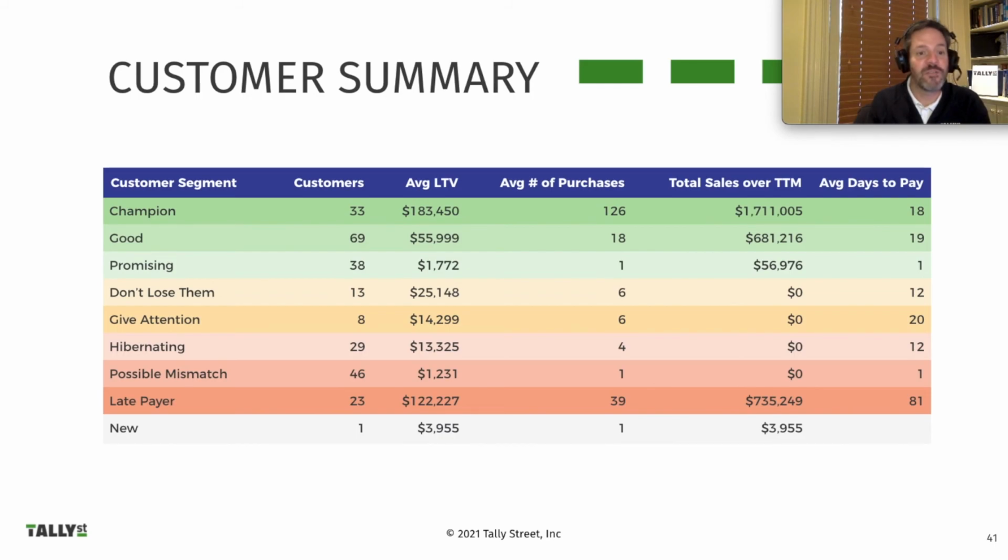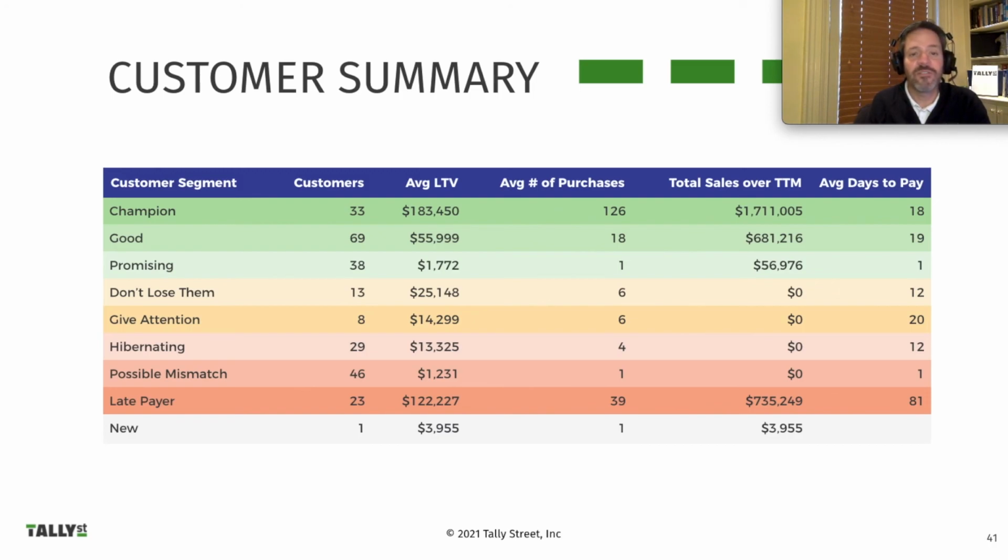And then the mismatches we talked about, so that's the largest category in terms of number of customers with 46% of them. And you can see that, on average, they only bought 1 time. So these were customers who made a small one-time purchase and never came back. Not the kind of customer this business should focus on going out and acquiring more of.